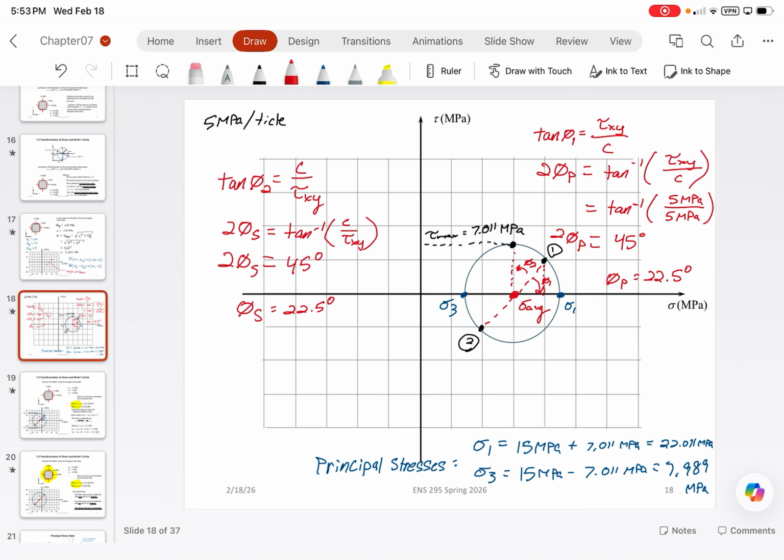Now, what this shows us is also this relationship, which is important to note: 2 theta P plus 2 theta S should always sum to 90 degrees, which means that theta P plus theta S should always sum to 45 degrees.